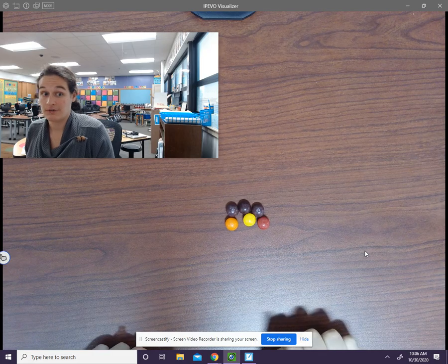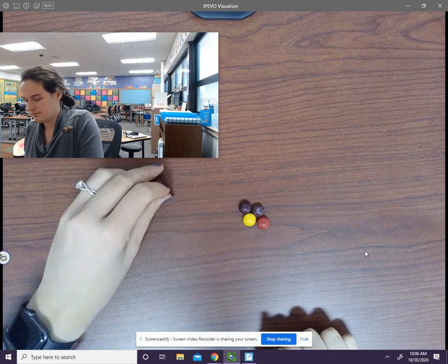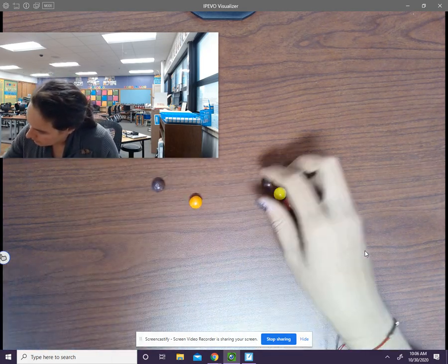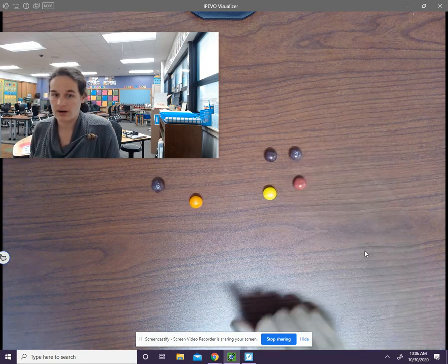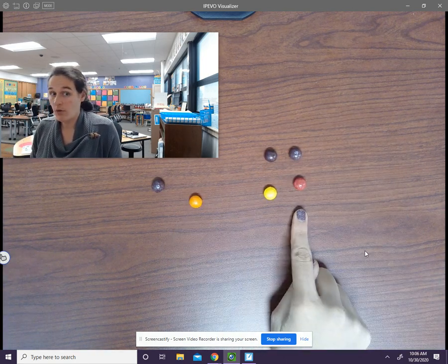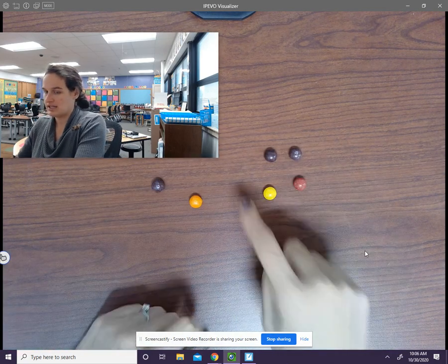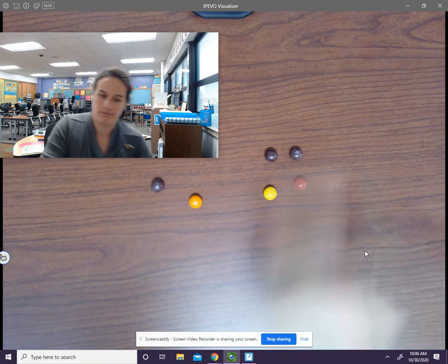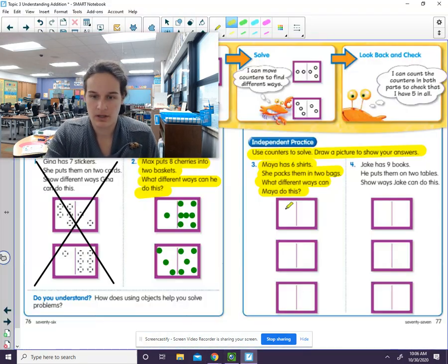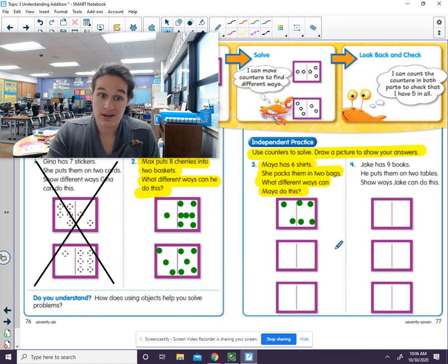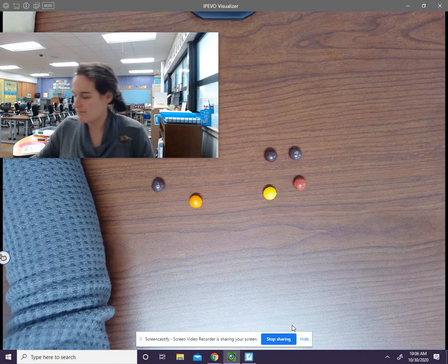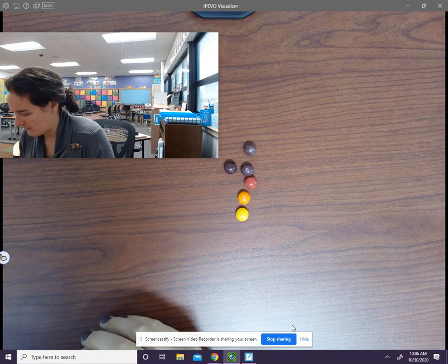We can put these into different groups. I'm going to take 2. And I'm left with 1, 2, 3, 4. So 2 and 4 is 6. 2 plus 4 equals 6. We'll draw that example. 2 plus 4 equals 6. We still need to find 2 more ways to do this. Okay, put them all back in a pile. Got to find a different way.